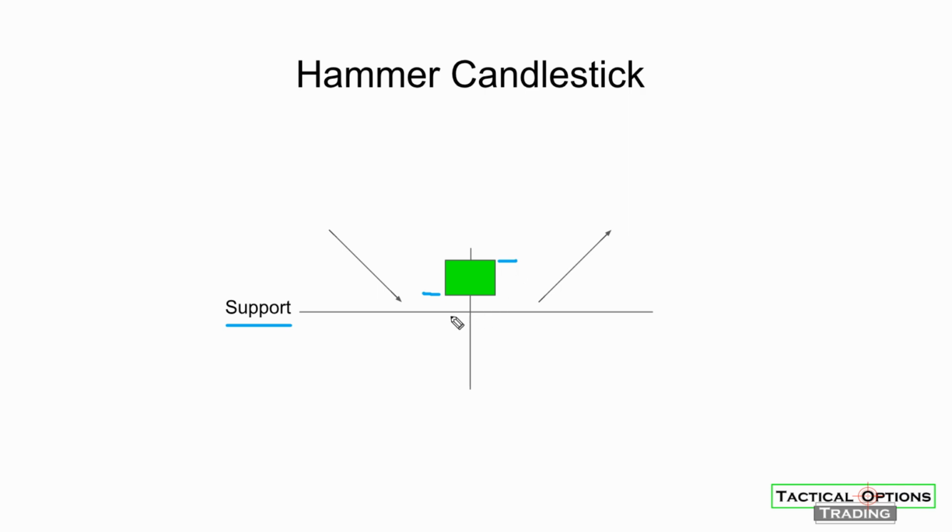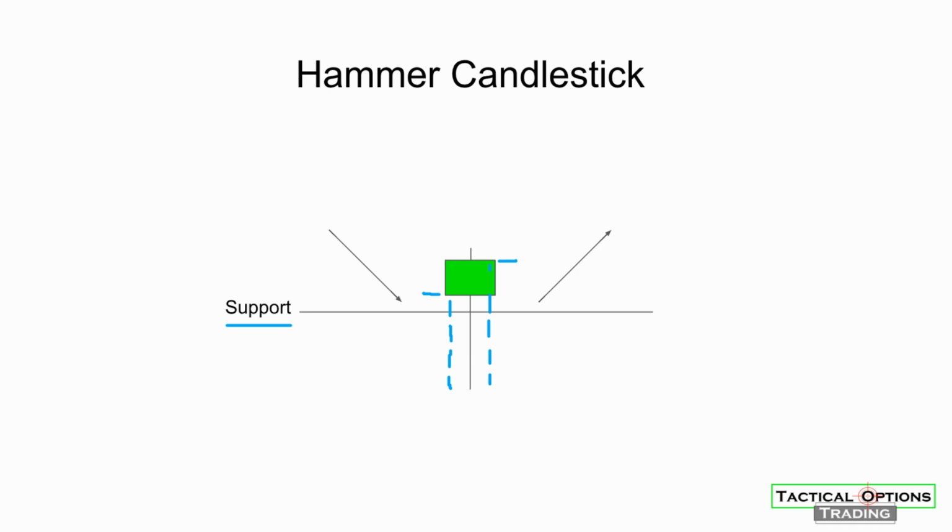So at some point in the day, the sellers were in control of this stock and they drove that stock down. But when it got down here to this point, the buyers said, nope, we're not going to let that happen, and they drove that stock all the way back up to this point. So we actually closed higher on the day.